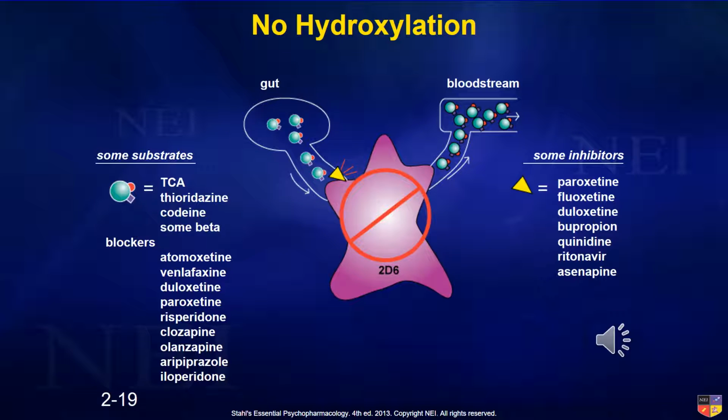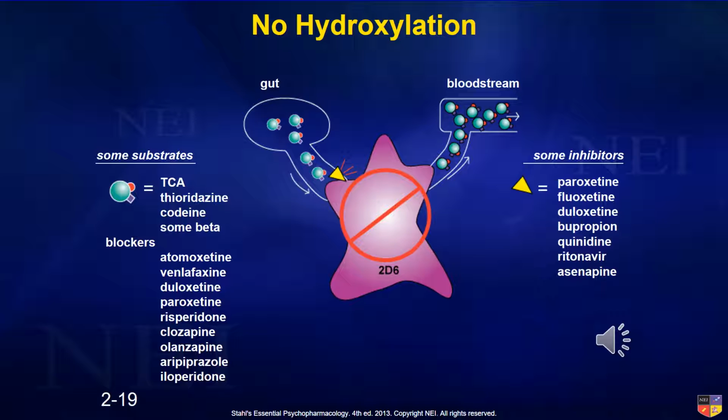Now, you'll notice here 2D6, some of the substrates are many of the medications that we use in our regular practice: atomoxetine or Strattera, venlafaxine or Effexor, duloxetine or Cymbalta, paroxetine or Paxil, risperidone or Risperdal, clozapine or Clozaril, olanzapine or Zyprexa, aripiprazole or Abilify, and iloperidone, or oh gosh, I forgot the generic for that right now. But all of those bind to the 2D6 enzyme.